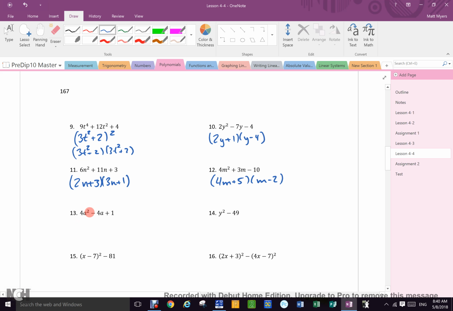Chesnuff, 13. Negative 2a plus 1 and 2a plus 1. Pardon me? Both of the 2a's are negative. I would do minus 1. That covers you. Because if you do negative 2a, you get 4a squared, negative 2 plus 1. I guess that would still work.